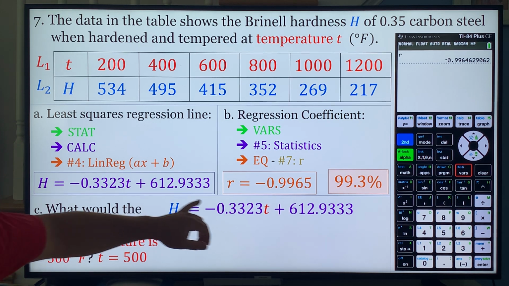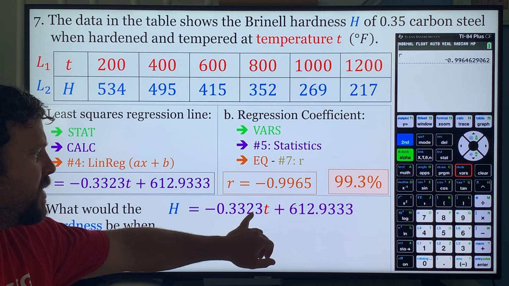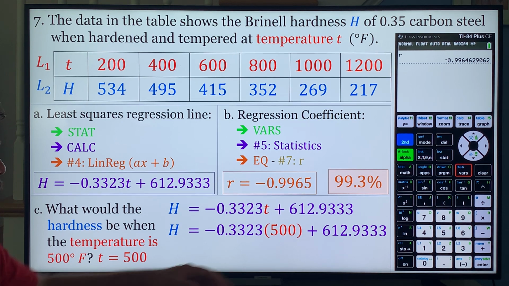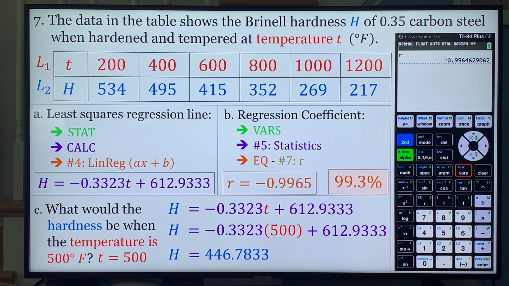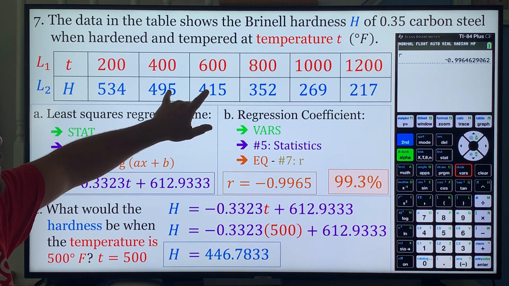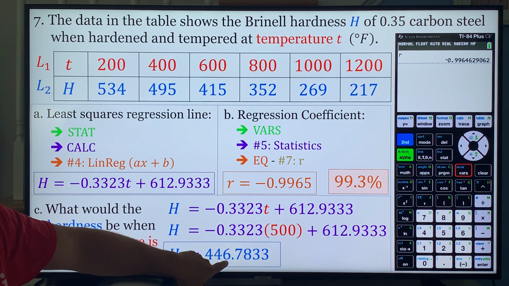With the equation, now, if you went to say 3 significant figures here, or you just went to 612 or 613 there, your answer would be slightly different. Like I said, the more decimal places you use, the more accurate it is. So you just got to look to see what it's looking for. Plug 500 in for T, and you get 446.7833. All right, so you want to round this to about 447. Now let's look. Temperature is 500. 500 is between 400 and 600, right? So the number should be between 495 and 415. It indeed is. There you go.